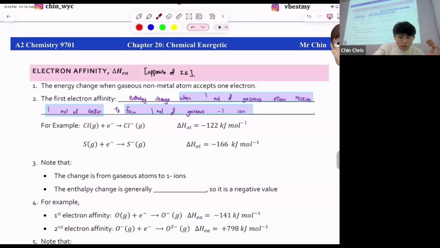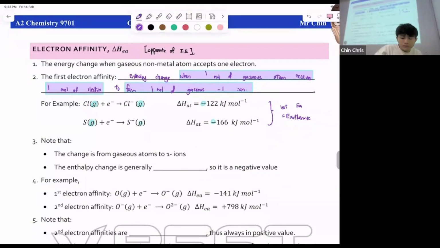So guys, you see that from gaseous, receive 1 electron, also into gaseous. Gaseous to gaseous. And guys, let's look at the value. I want you guys to write it down. Your first electron affinity is always exothermic. This chapter is the easiest. So remember, guys, first EA is exothermic.